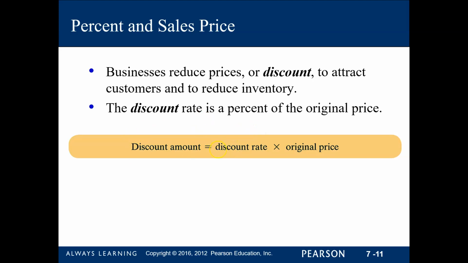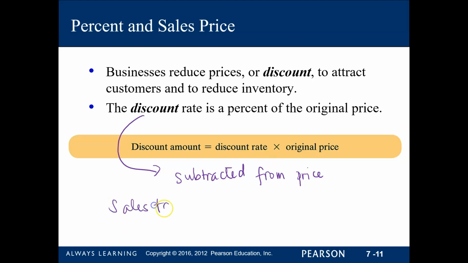Discount, on the other hand, is the same scenario. You have to multiply the rate and the original price. But this time, the discount is subtracted. This is deducted from the cost. That's why people love it when there are lots of discounts at the mall. The cost of the items is cheaper, subtracted from the price. So again, sales tax is added on top of the price, discount is subtracted from the price. The process is the same, only the operation will be different.